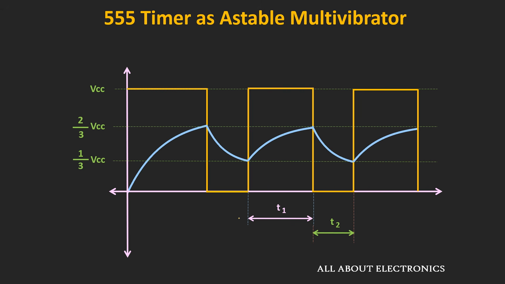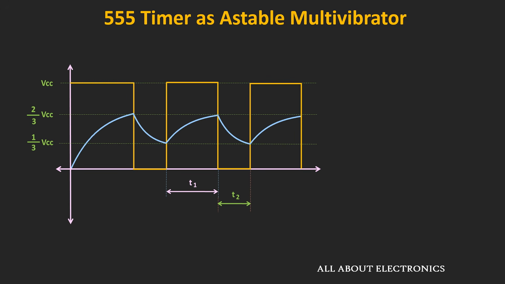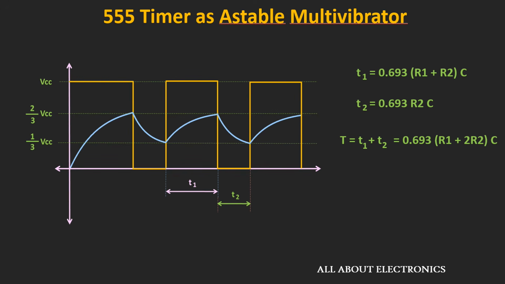So over here T1 is the time for which the output of the timer is high, while T2 is the time for which the output of the timer remains low. Or in another way we can say that T1 is the time which the capacitor requires to charge from 1/3 VCC voltage to the 2/3 VCC voltage, while T2 is the discharging time which is required by the capacitor to go from 2/3 VCC voltage to the 1/3 VCC voltage. So if we represent this T1 and T2 mathematically, then it can be represented like this.